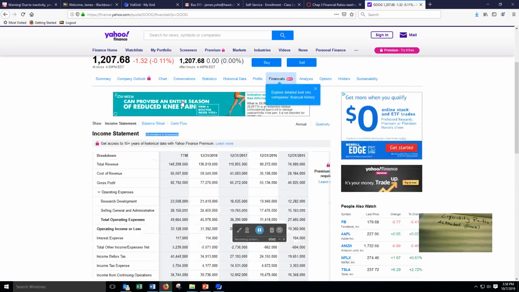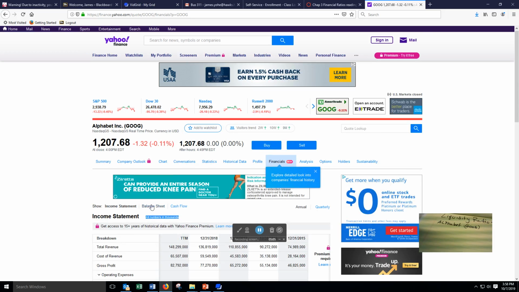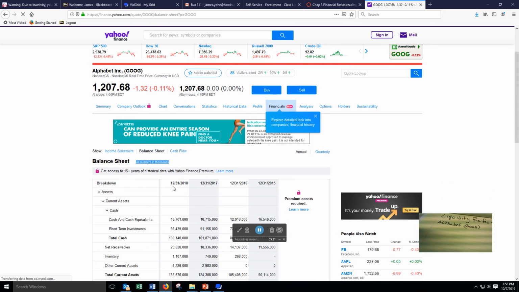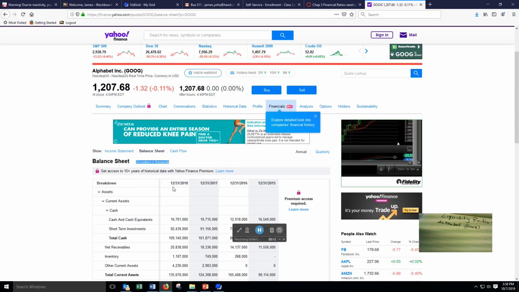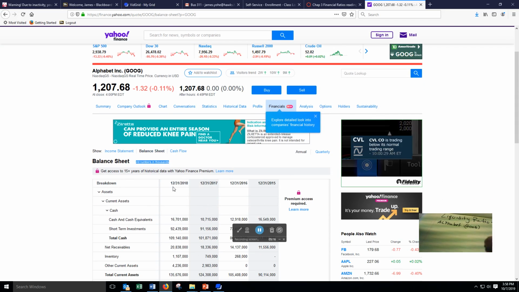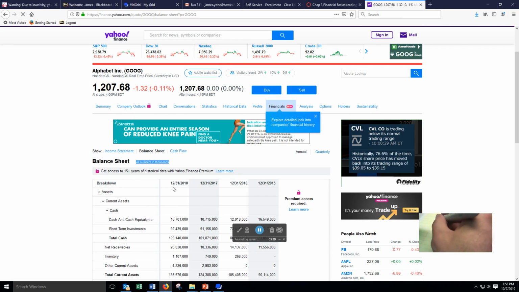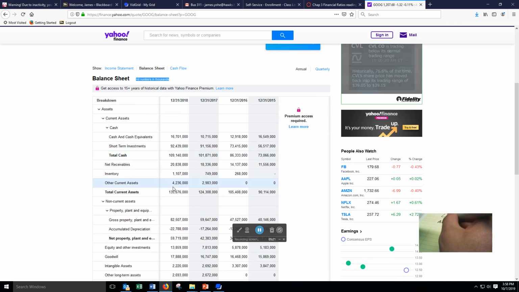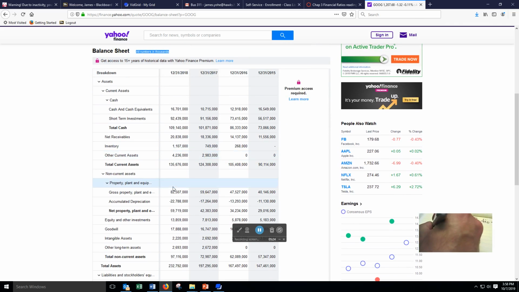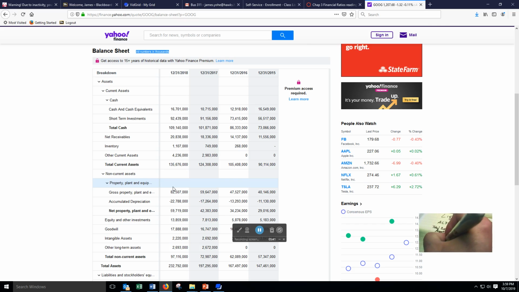Also known as Alphabet. You can see here, that was the income statement we just looked at. We're going to go to the balance sheet. Over here on my little camera, we're just going to write these down. One of the ratios we're going to be doing is the quick ratio, the current ratio. We're going to take total current assets and divide them by the total current liabilities. We'll explain this later.